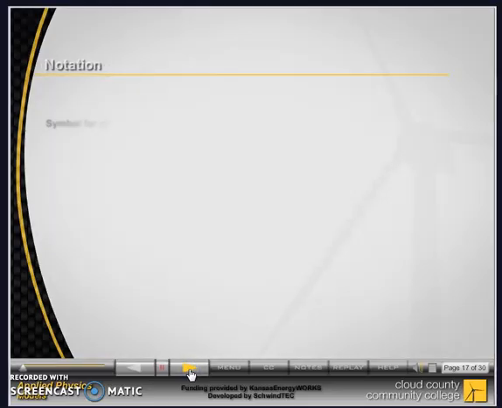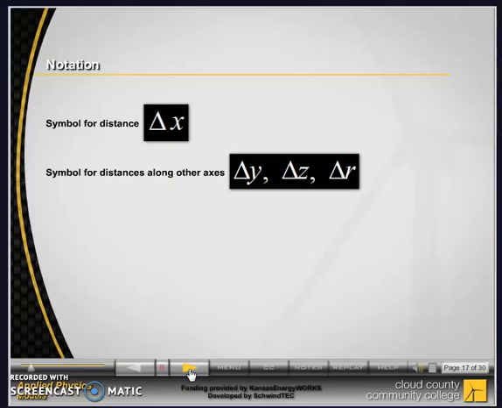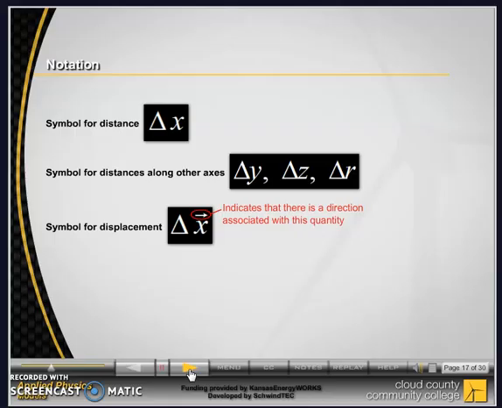We will use this symbol for distance, or this one for distances along other axes, and this symbol for displacement, with the other analogous symbols for the other axes. The arrow over the symbol for displacement indicates that there is a direction associated with this quantity. More simply, it indicates the quantity is a vector quantity.